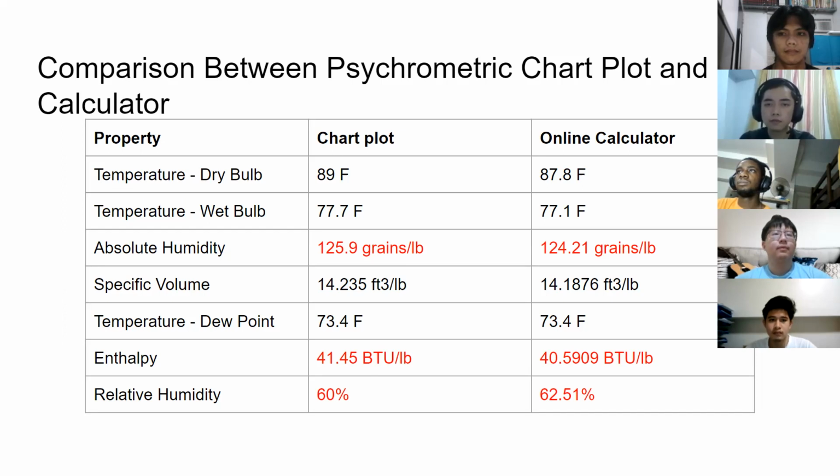So once again, there are some discrepancies between the plotted values and the calculated values, for the same reason as well, some inaccuracies perhaps from our plotting. That's all the values we got for Calamba, Laguna.